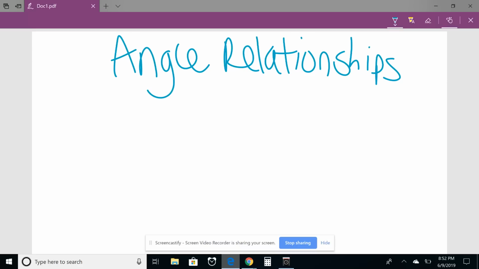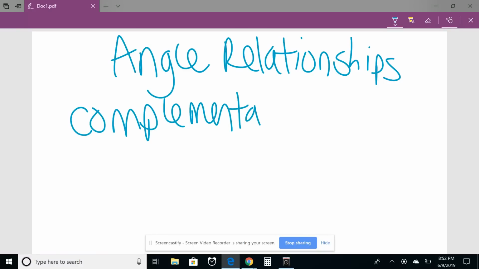In today's video, we're going to be looking at angle relationships and different diagrams involving angles and creating equations from those diagrams. So one type of angle relationship you can have are complementary. With complementary angles, they are two angles that add up to 90 degrees.